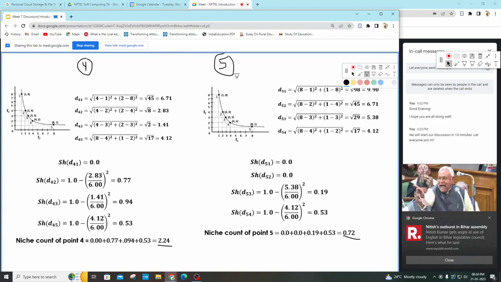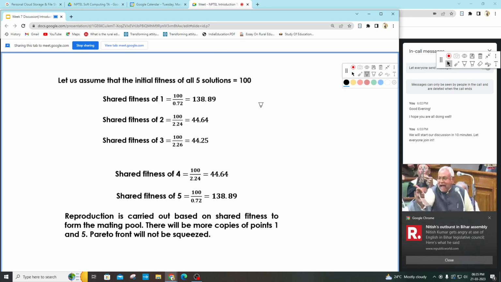So what we are seeing here is that 0.1 and 0.5 are very far away from all the other points. So niche count of 0.1 and 0.5 is coming 0.72, right? So niche count of 0.1 and 0.5 is coming very less, but about other points you can see niche count of all these points are coming 2.24 approx, right? 2.24, 2.26, etc. So now what we do is we will find the sharing fitness.